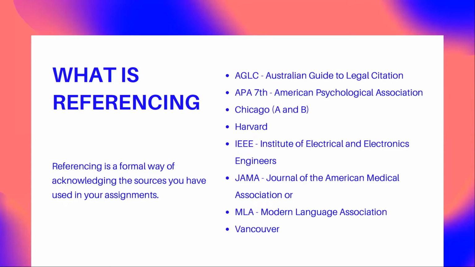We have AGLC, which is the Australian Guide for Legal Citation, mostly used in law. APA 7th, which we are all familiar with. Chicago A and B, Harvard, IEEE, or the Institute of Electrical and Electronics Engineers. JAMA, which is the Journal of American Medical Association. Or MLA, which is the Modern Language Association, and Vancouver.